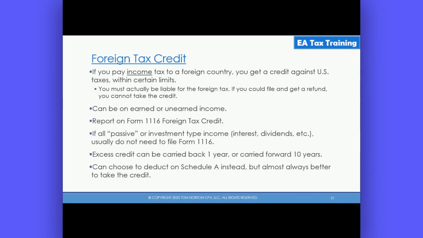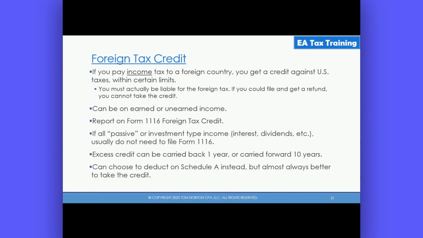If you have excess credit, so you got more than you can use, you can carry that back 1 year or carry it forward 10 years. So this is a nice feature. Even if you've already filed last year's return, you can go back and amend and add in foreign tax credit in order to get a refund, or you can carry that forward to future years for up to 10 years. So you will want to remember that for the exam. Foreign tax credit, if you've got extra, can go back 1 year, can go forward 10 years.